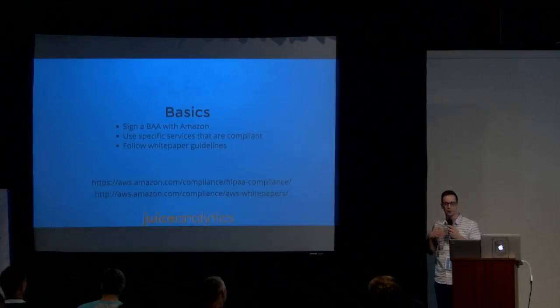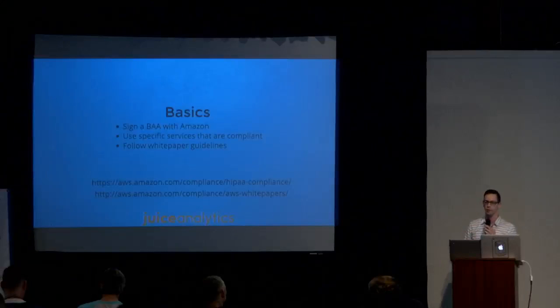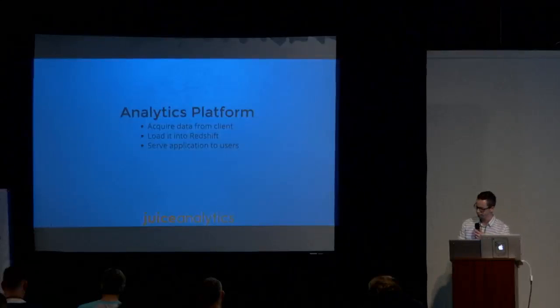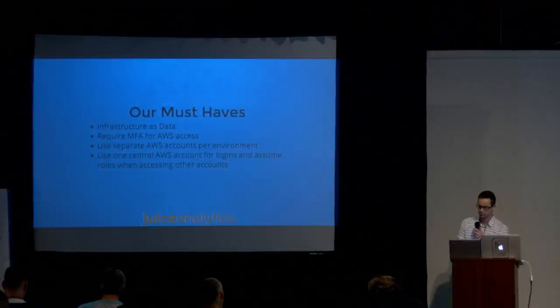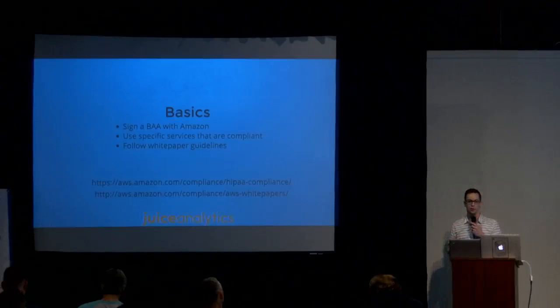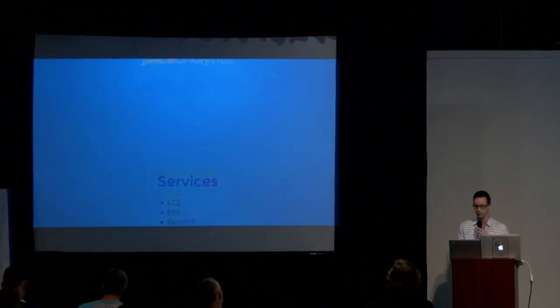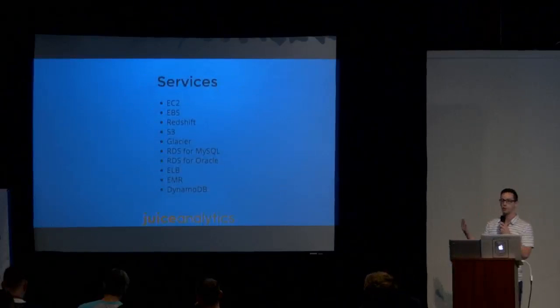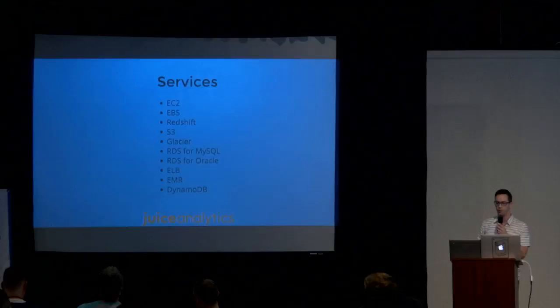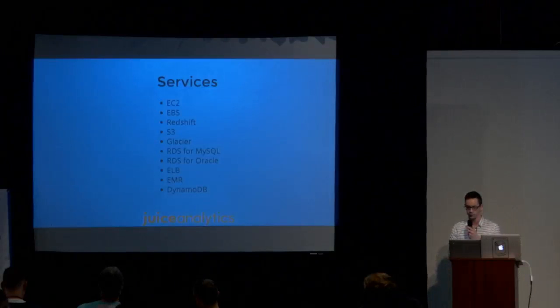So the second thing is you have to actually use specific services. They have a white paper that defines which specific services you can actually use and how you use them. So this is the full list of the services that you can use in AWS to actually process any PHI data. You'll notice RDS is specific for certain engines. So we can't store any PHI in Postgres RDS, for example.